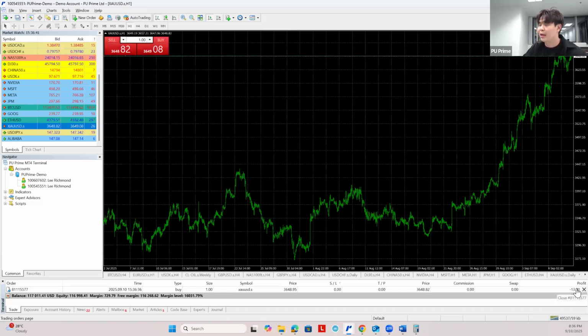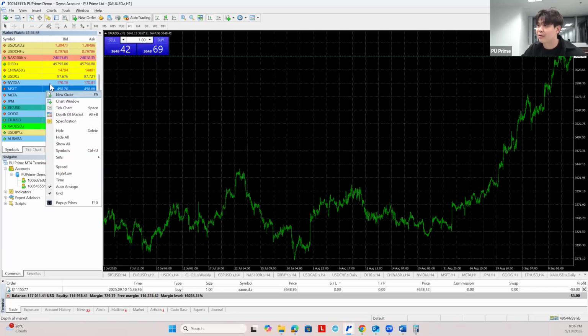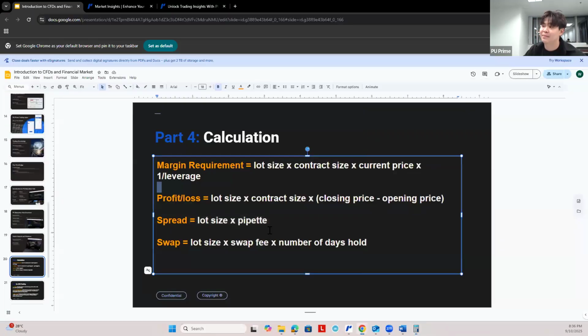So if you wonder how much you need to pay to the broker every time you open a trade, use your MT4, right-click on spread, and then take this amount around here and multiply it by your lot size. It will automatically convert into US dollars already. So this is the basic.